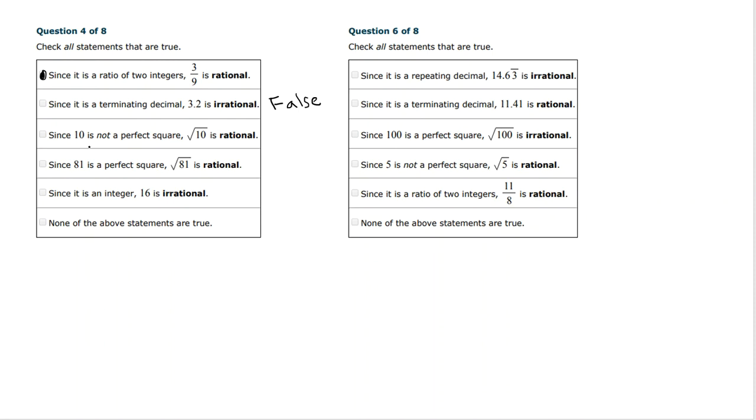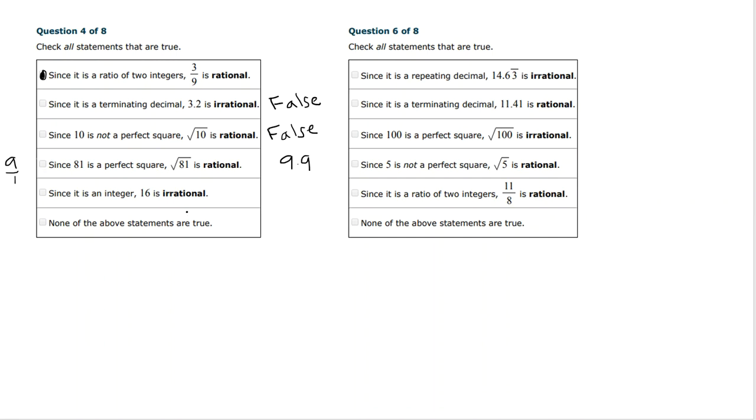Okay, the next one. Since 10 is not a perfect square, it's rational. That one is false. Okay, there's nothing that you can multiply by itself to get to 10. We would say this is an irrational number. Square root of 10 is a never-ending, never-repeating decimal. Okay, since 81 is a perfect square, square root of 81 is rational. And that is true. Okay, 9 times 9 gets us to 81. So the square root of 81 is really just 9. And 9 is a rational number. We can write that one as a fraction by putting it over 1.